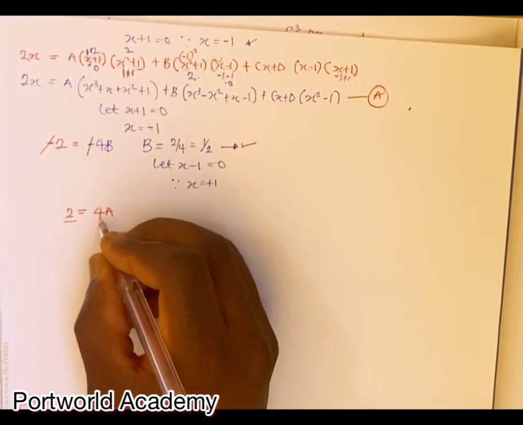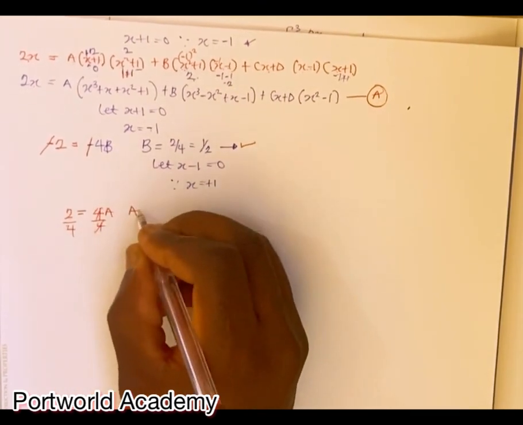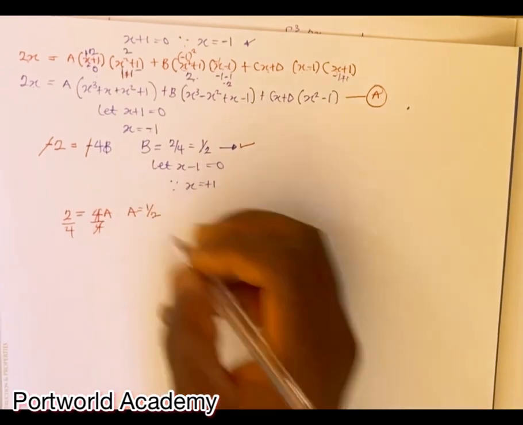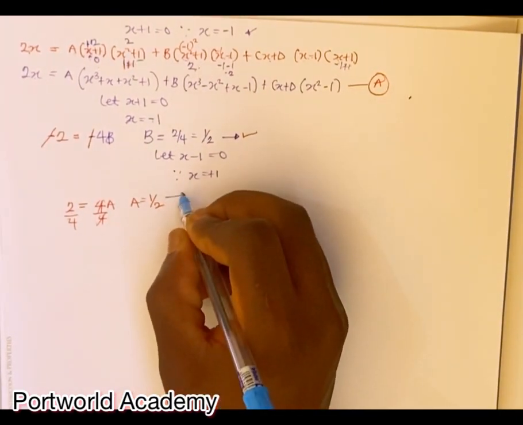Then divide both sides by what? 4. Divide both sides by 4. This cancels this. I'm going to have a equal to what? 1 over 2. So our a is 1 over 2 and our b is 1 over 2.